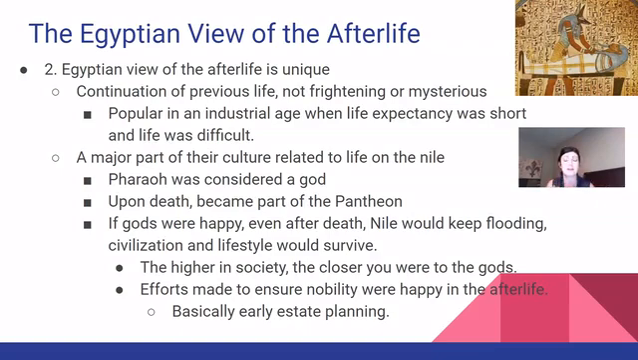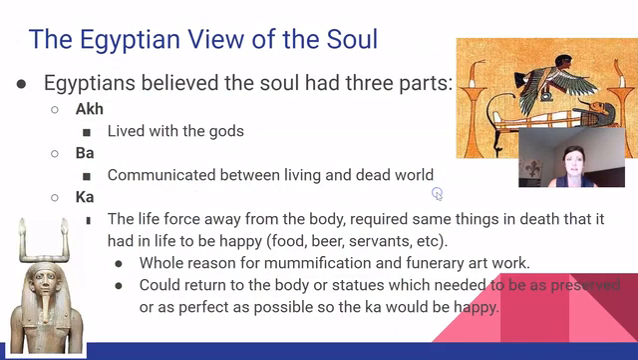So really early on in their rule, pharaohs would start making sure that their tomb would be built and how it would be stocked and what their final resting place would look like and what would it have in it, because it's early estate planning. They're making sure that after they die, they're going to have everything that they need in the next life.